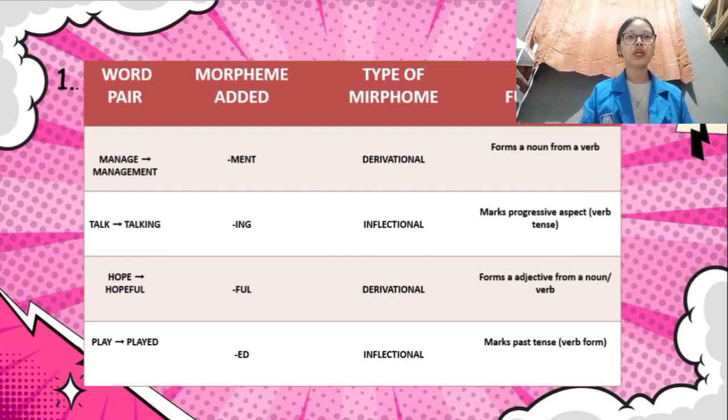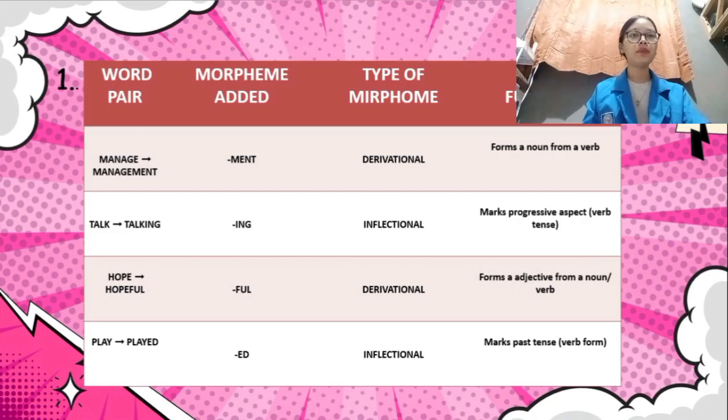Then, hope becomes hopeful. The word hope can be a noun or a verb, but when we add -ful, it becomes an adjective meaning full of hope. This is also derivational since both the meaning and the word class change.